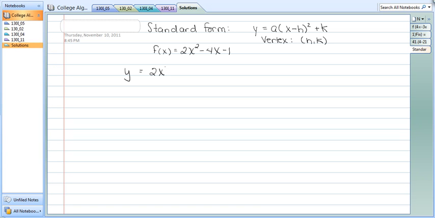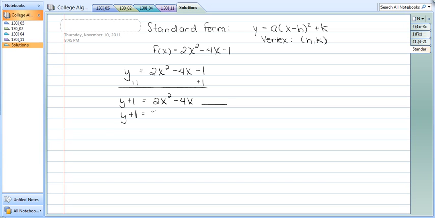and then we're going to move the constant to the other side of the equation so that we can start completing the square process. So I'm going to add 1 to both sides. And then before you complete the square, the first term on the right hand side has to be just x squared. You can't have a 2 or any other number in front besides 1. So what we're going to do is factor the 2 out.